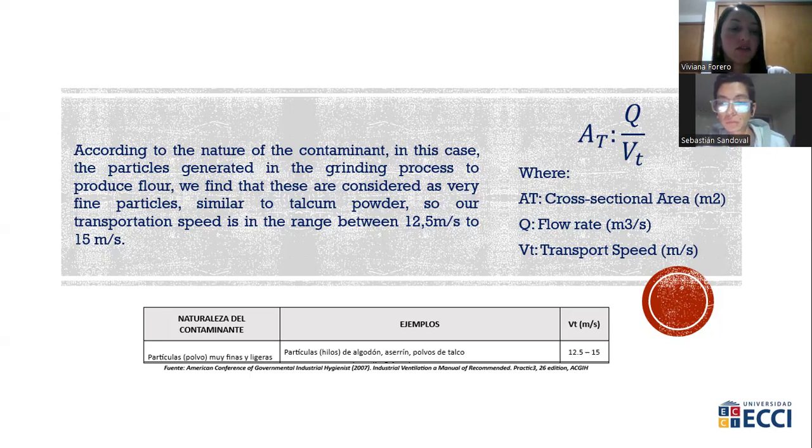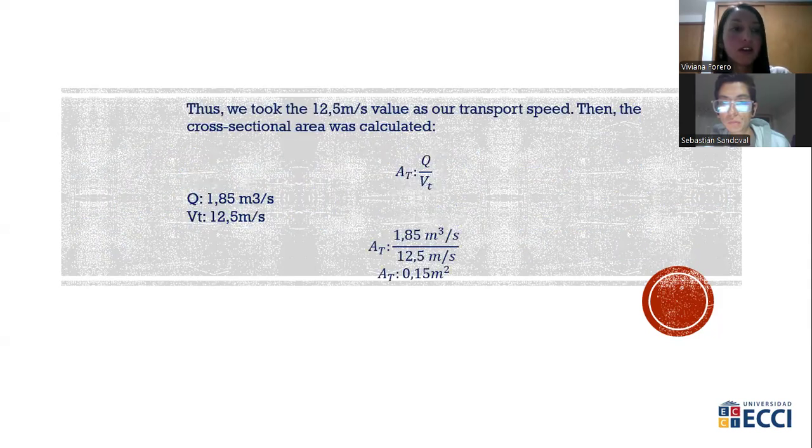According to the nature of the contaminant, in this case the particles generated in the grading process to produce flour, we find that these are considered as very fine particles, similar to talcum powder. So our transport speed is in the range between 12.5 meters per second to 15 meters per second. Thus, we took the 12.5 meters per second value as our transport speed.